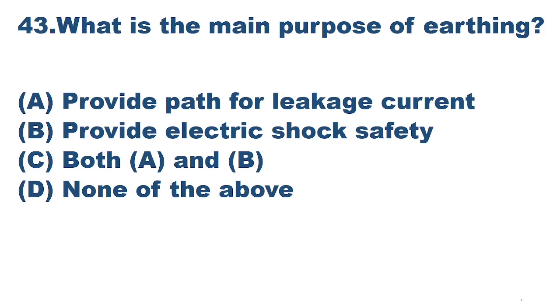What is the main purpose of earthing? The options are option A, provide path for leakage current, option B, provide electric shock safety, option C, both A and B, and option D, none of the above. If you remember, the main purpose of earthing was to provide a path for the leakage current, and therefore we will be avoiding the electric shock. So it will also provide electric shock safety. So options A and B both are correct. So option C is the right answer.